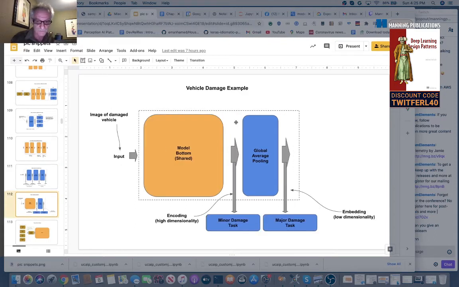So if somebody was writing this model, they would have their normal model here, and they would completely reuse it. Notice no tasks here. You get to this last stage. This is the latent space, and there are going to be two outputs from it, and they're going to be hooked to two separate task learners. One's going to learn the minor damage, one's going to learn the major damage. Nobody would write two separate models to do this.